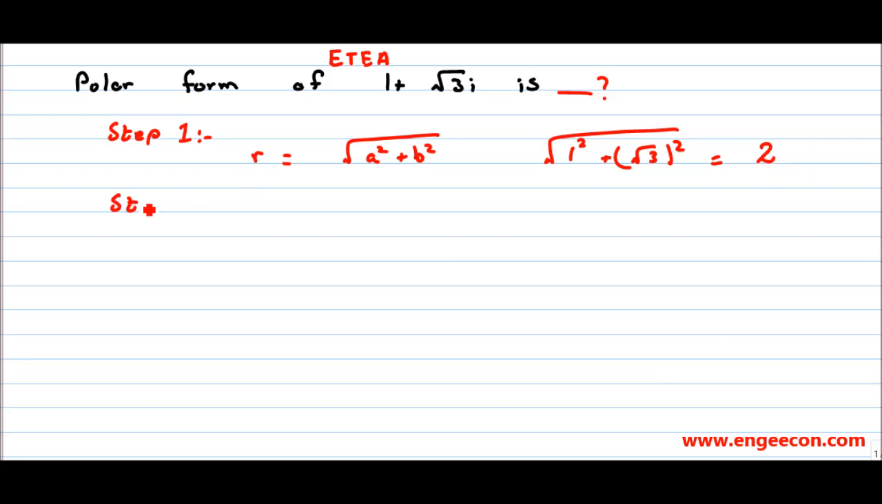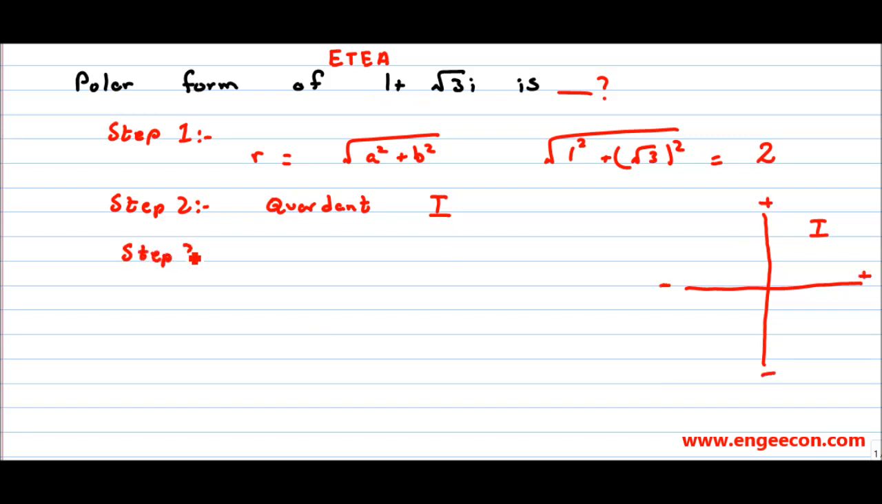The second step is to check out the quadrant. As we know, we have the real number on the x-axis and the imaginary number on the y-axis. So we have a positive real and a positive imaginary, so this would be in the first quadrant. So the quadrant is first.